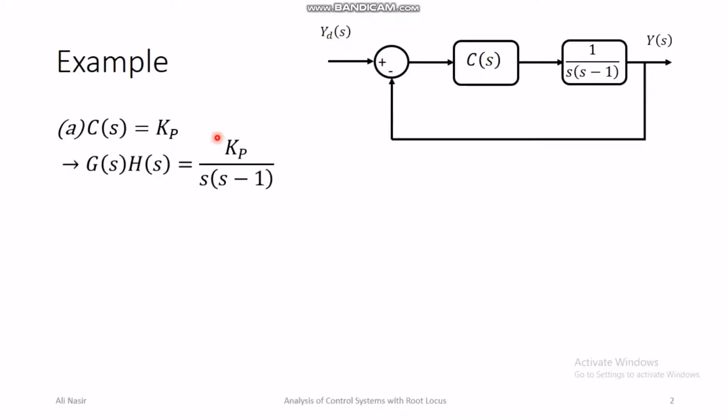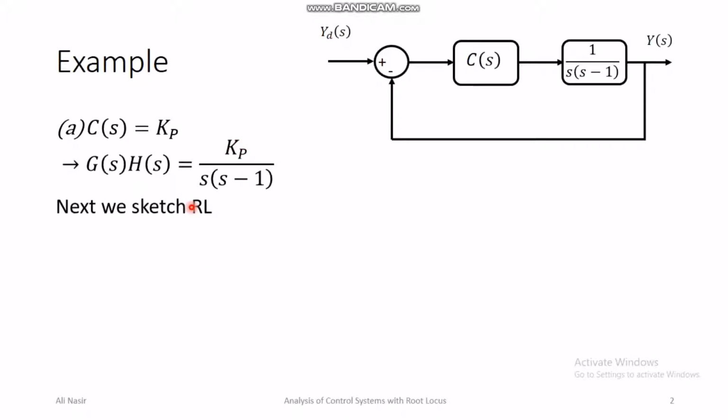So if we use this controller and this is the transfer function, then the open loop transfer function for the root locus would become something like this: Kp over s into s minus 1. Notice that this has no open loop zeros, and two open loop poles. One of the open loop poles is at s equals 0, and the other open loop pole is at s equals plus 1. So one of the poles is in the right half plane and the other pole is on the j omega axis. Let's see what proportional controller can do with this system.